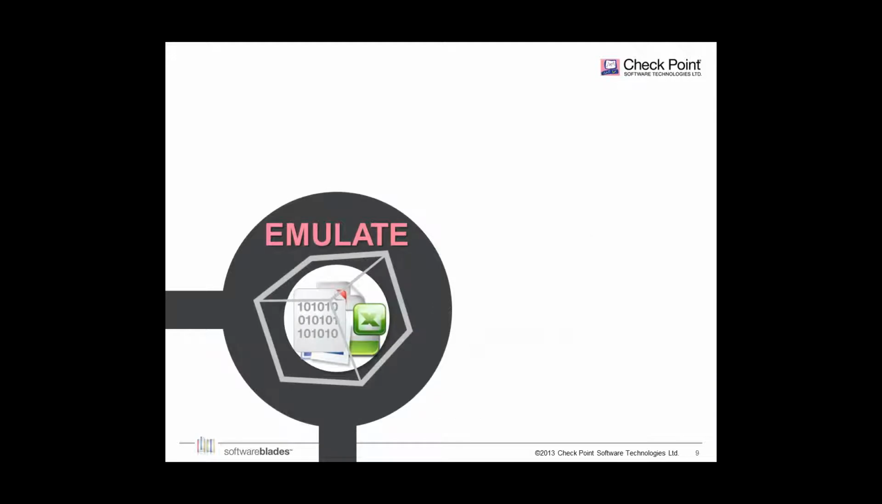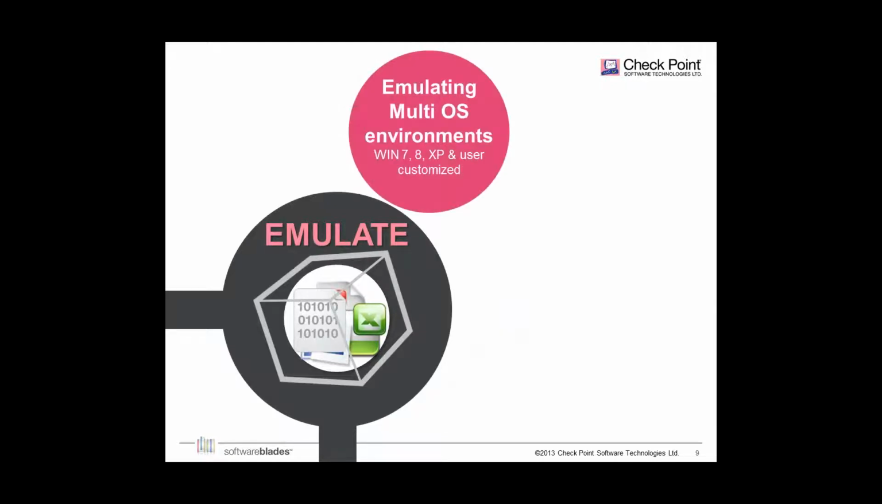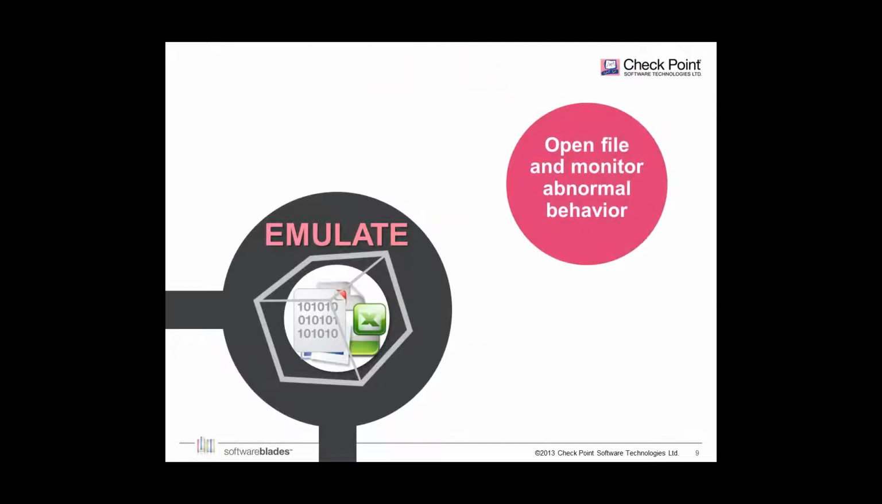Once the file has been inspected to understand that it needs further work, further investigation, we then begin the emulation process. Okay, so today we have Windows 7 and Windows XP. We've got Windows 8 just coming around the corner, but we take that file and we run the file in all of the environments that we've specified here. Okay, so we take your PDF document, we take your Word document, and we run it in a virtual sandbox.